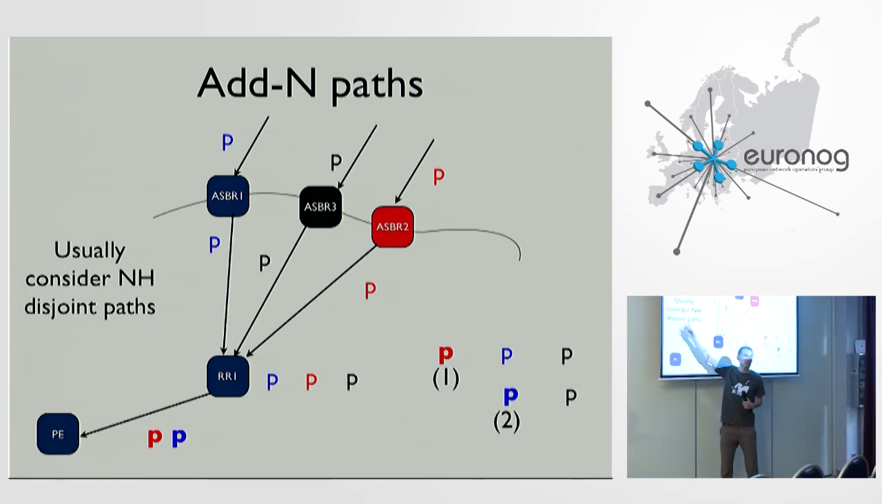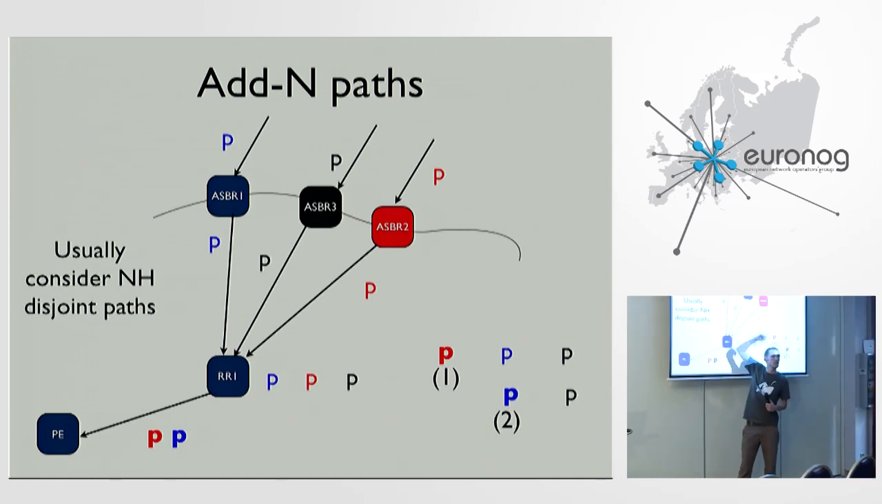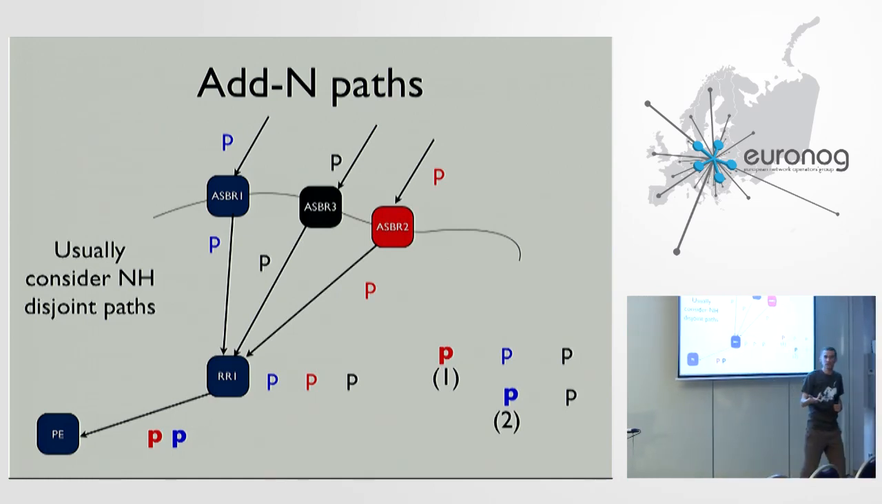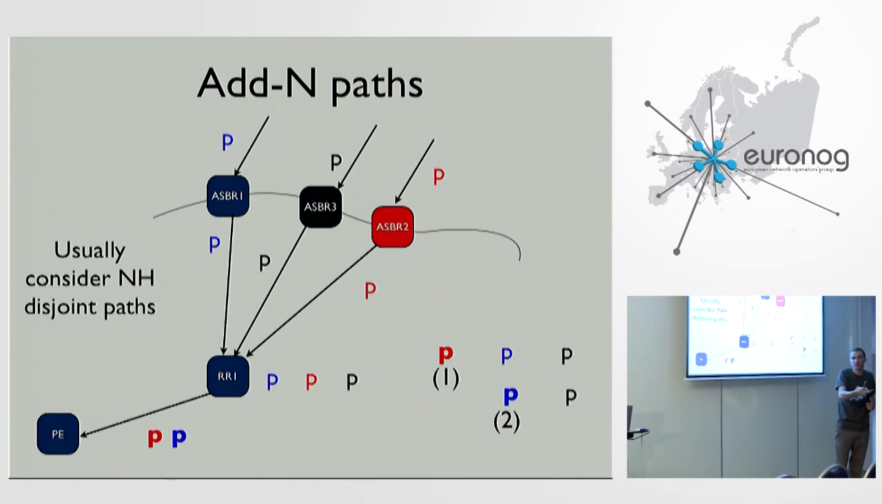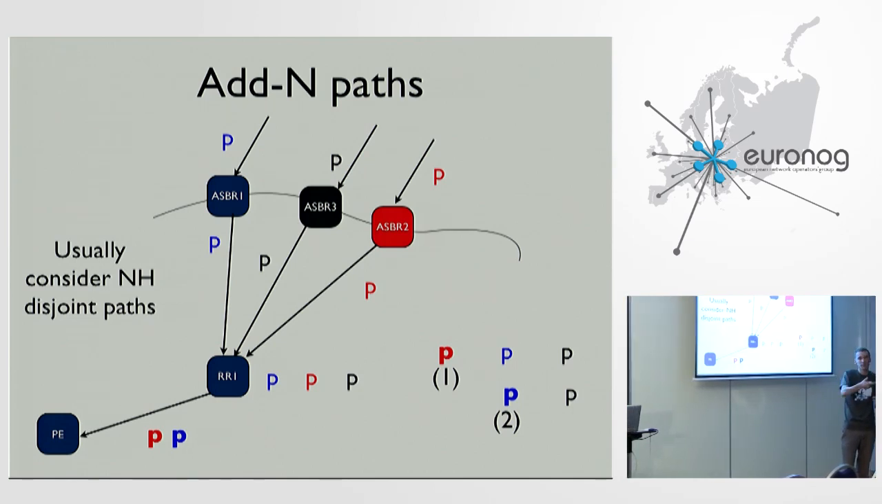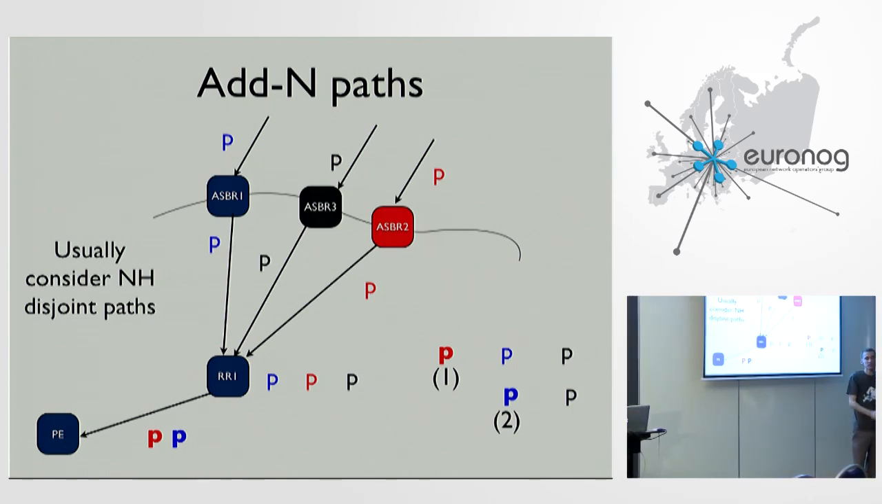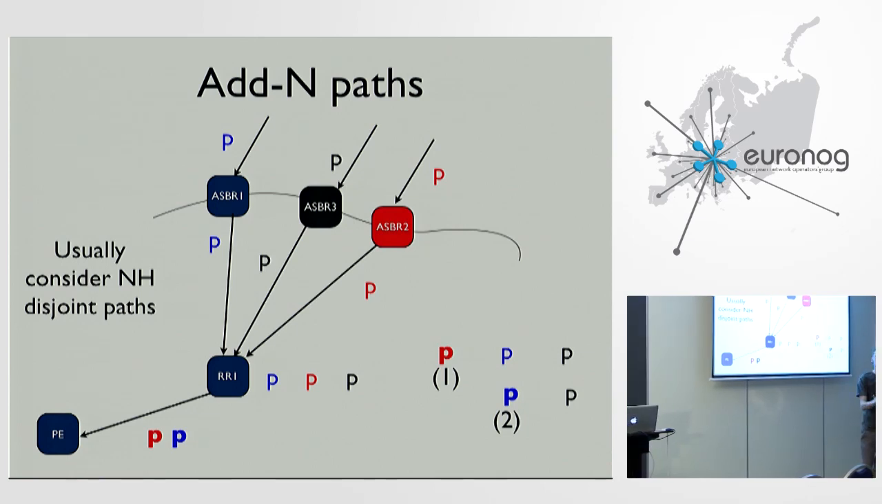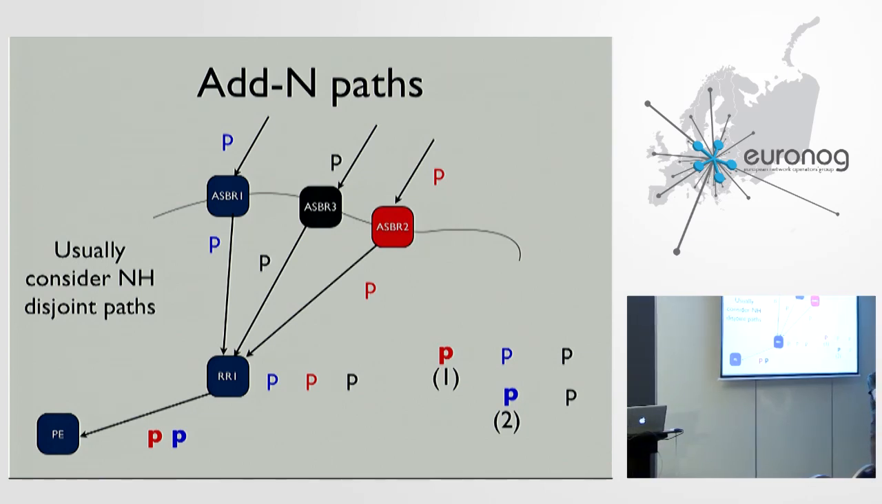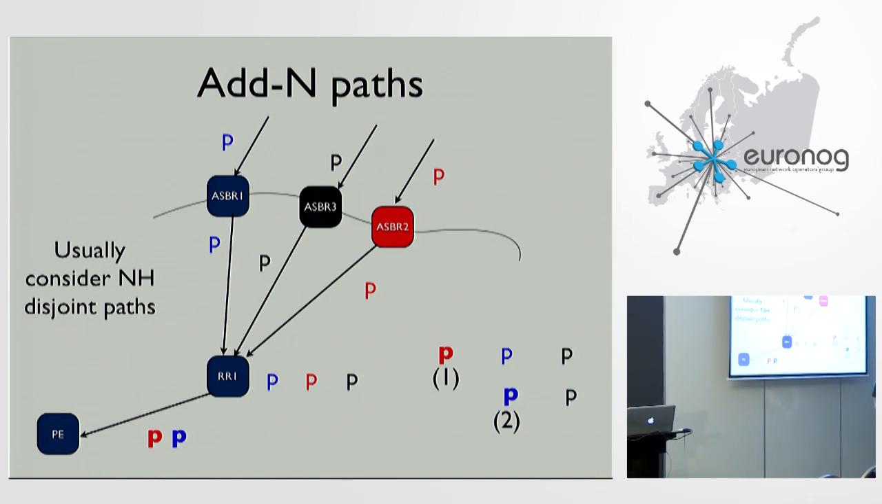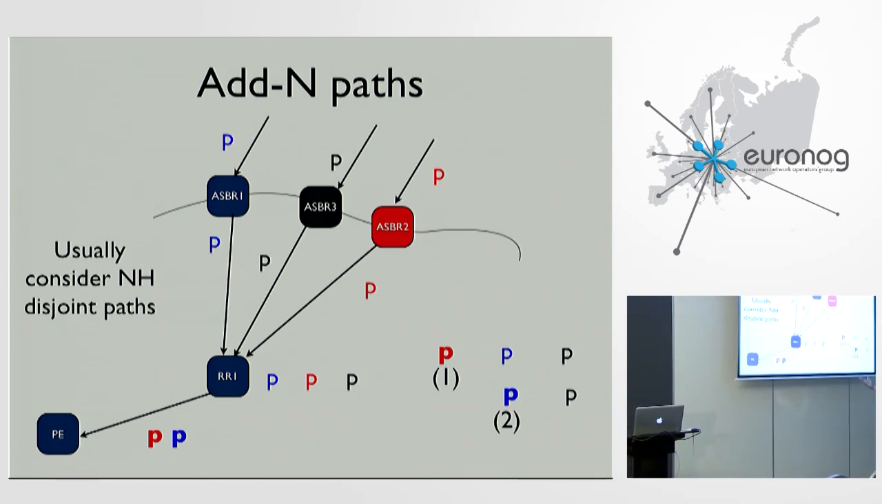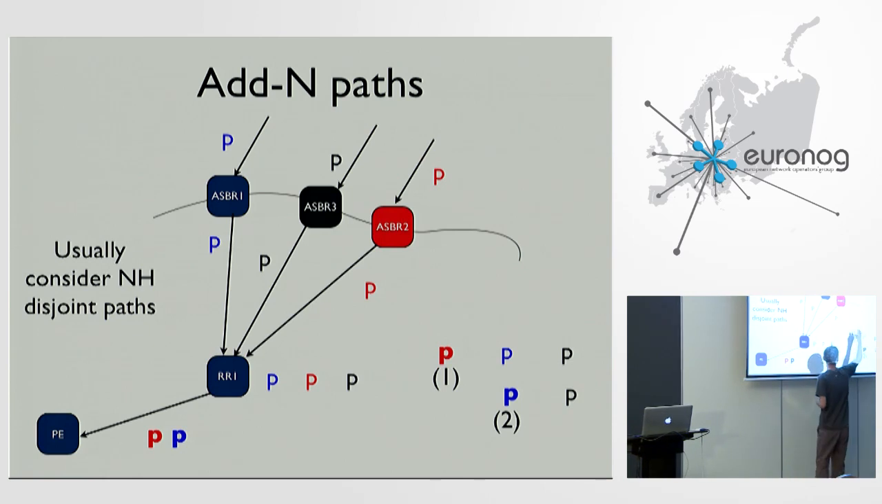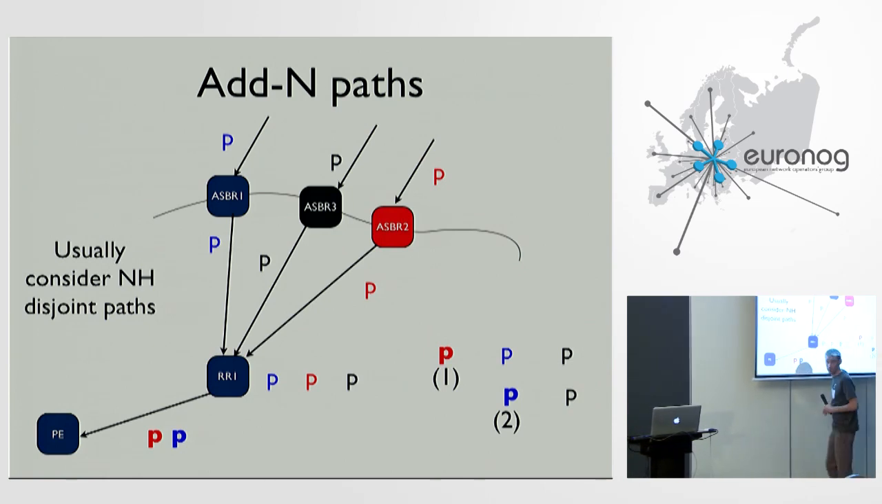Usually we consider next-hop disjoint paths because the main driver for this mode is PIC, right? And if you advertise two different paths through the same next hop, if the next hop fails, well, the backwalk mode will remove both your primary and your backup path, so it does not make any sense. So we recommend that when you take out one path, you also take out the paths that have the same next hop.